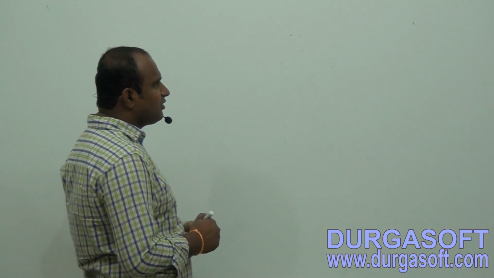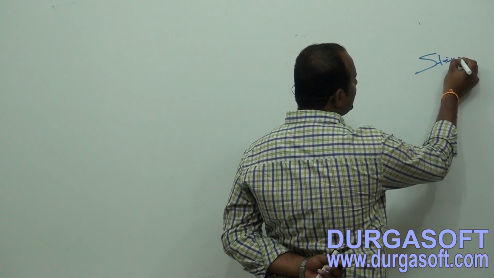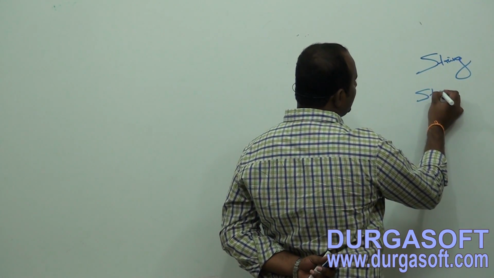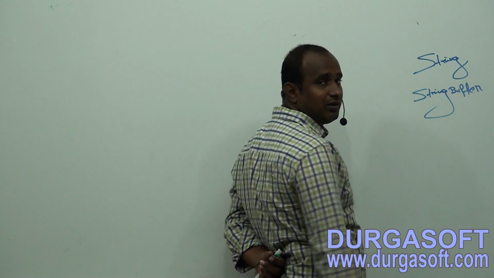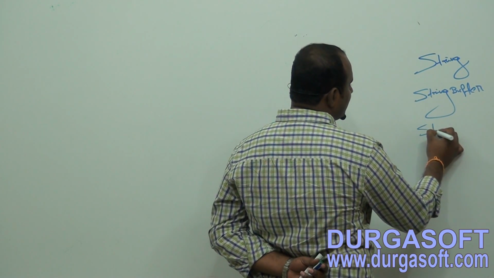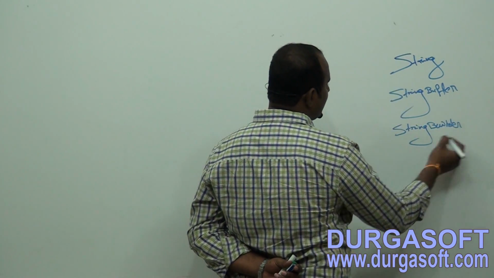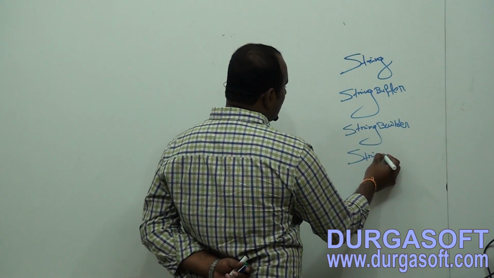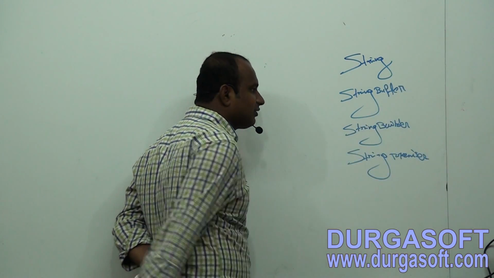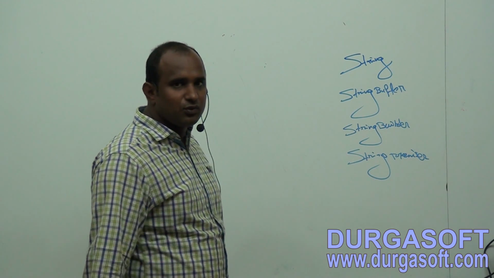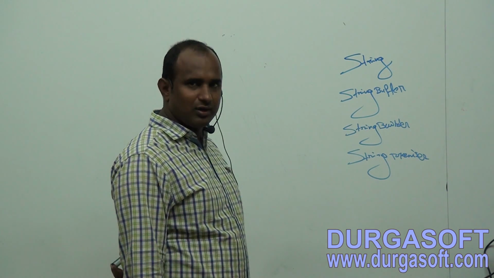In the string manipulations, generally we discuss four classes. Class number 1 is the string class. Class number 2 is the string buffer class. Class number 3 is the string builder class. Class number 4 is the string tokenizer class. Total just 4 classes: string class, string buffer class, string builder class, string tokenizer class.